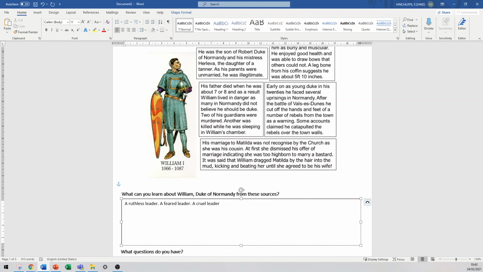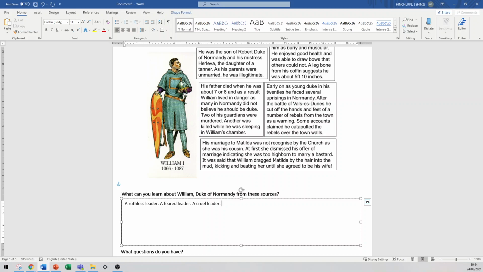But that's kind of the makeup of a ruler during the Middle Ages. It is a brutal time. It is a hard time to live, and William's early childhood is traumatic. So his father, Robert, was the Duke of Normandy. His mother was a peasant, and when he was 7 or 8, around that time, his father dies. He inherits the dukedom of Normandy, which, as we said, probably shouldn't have happened because he was illegitimate, but he did.